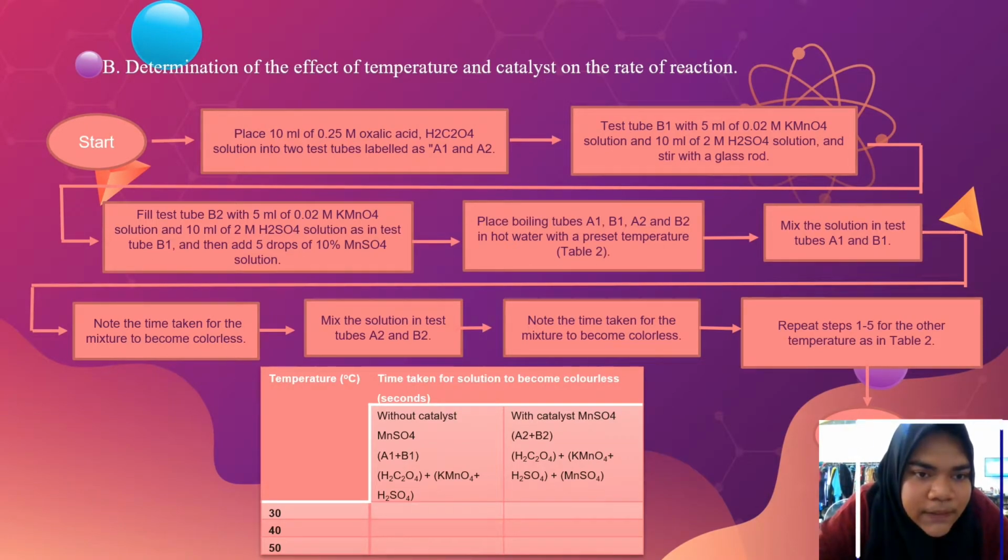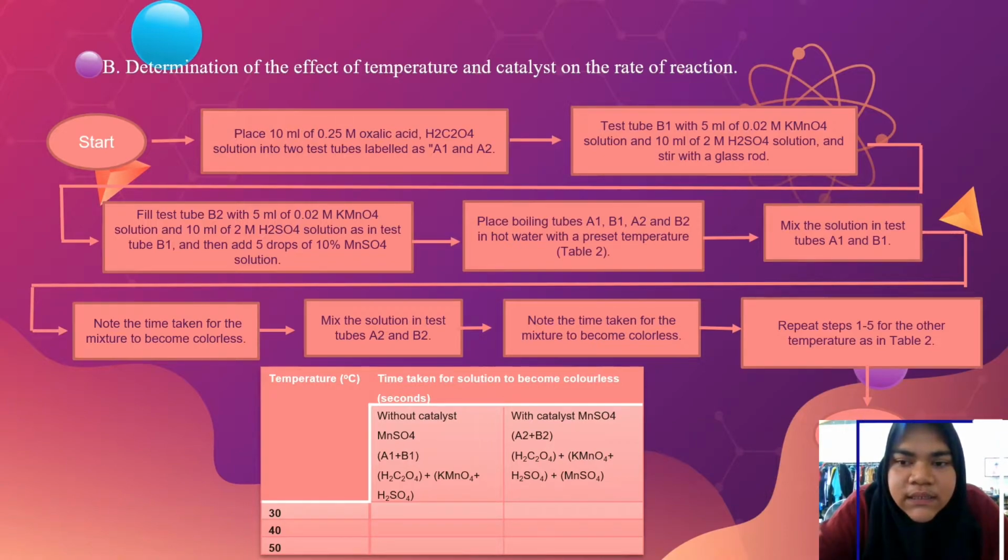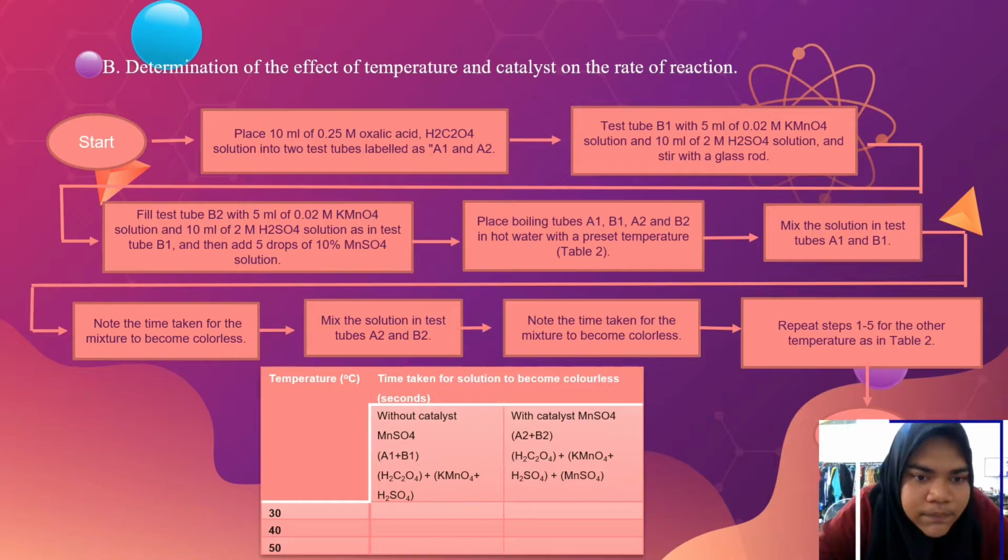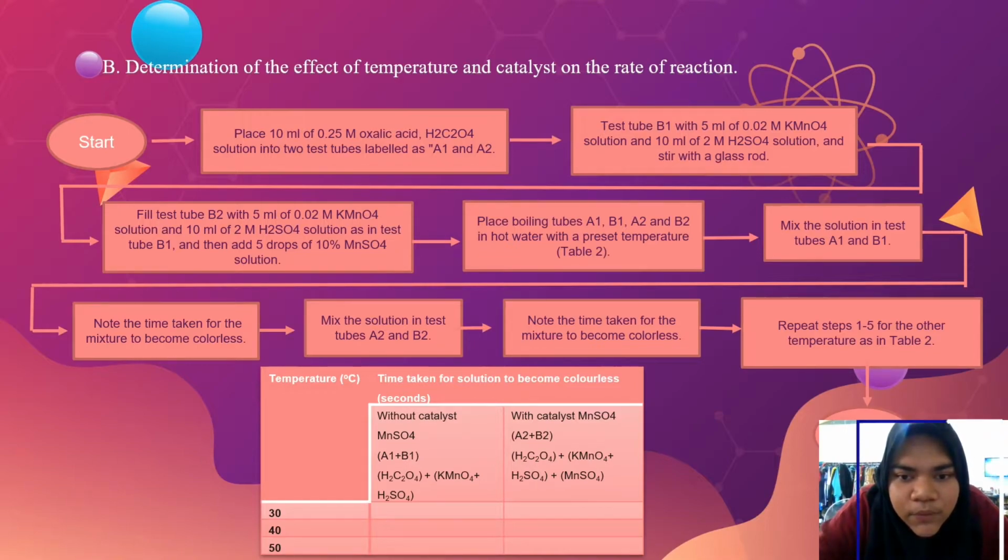Okay, for part B, determination of the effect of temperature and catalyst on the rate of reaction. Start by placing 10 ml of 0.25 oxalic acid solution in two test tubes labeled A1 and A2. Fill test tube B1 with 5 ml of potassium permanganate solution and 10 ml of sulfuric acid solution and stir with a glass rod. Fill test tube B2 with the same solution as in test tube B1, but add 5 drops of 10% manganese sulfate solution. Place boiling tubes A1, B1, A2 and B2 in hot water with the preset temperature in table 2.